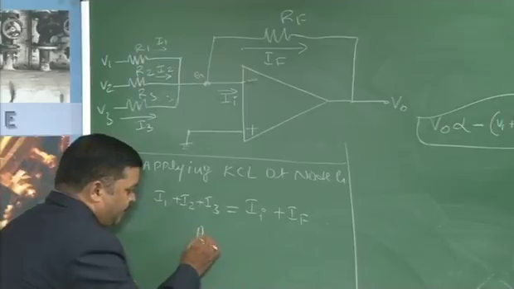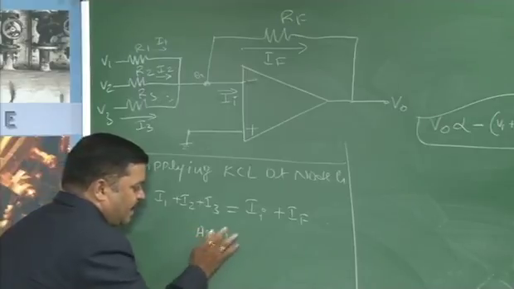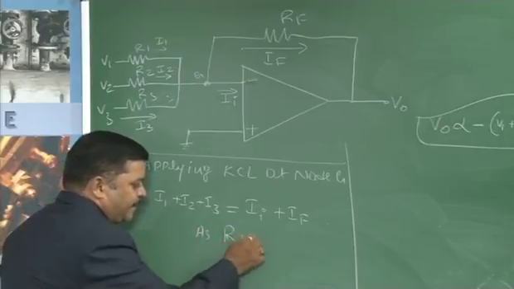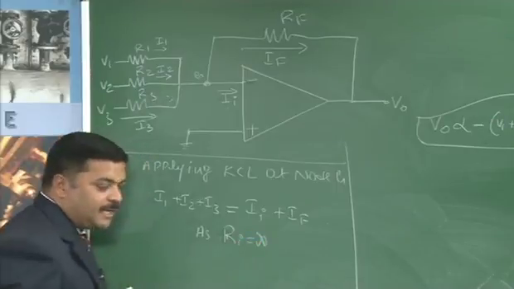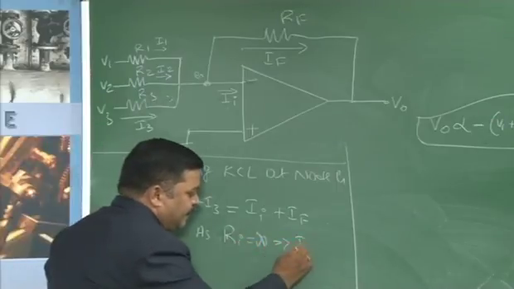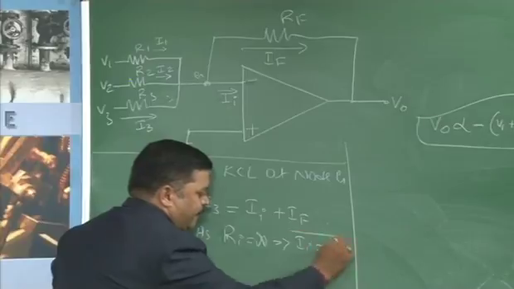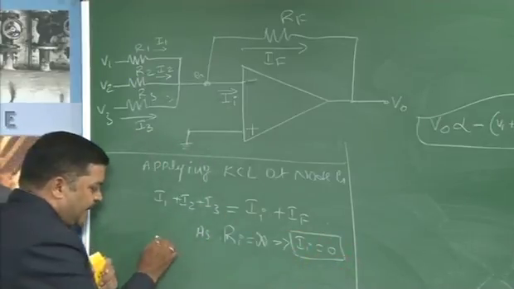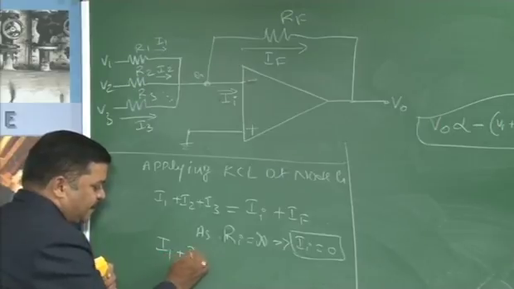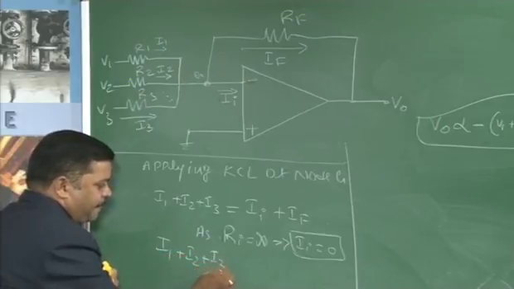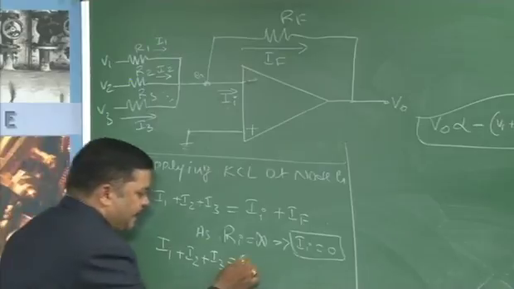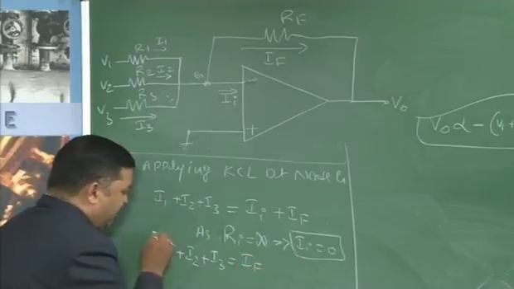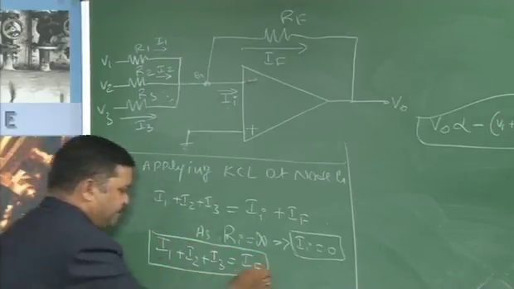As for an ideal op amp, Ri is infinity, which is one of the characteristics, which implies Ii is equal to 0. So, when we substitute Ii equal to 0 in this equation, we get I1 plus I2 plus I3 equal to IF. Now, let me call this equation 1.